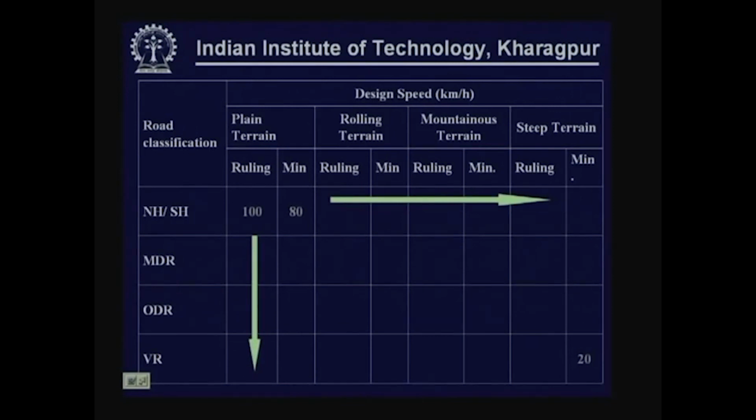There will be a reduction in the design speed as we move from national highway or state highway to major district road, shown as MDR, to further ODR, other district road, and to village road. So, one can expect a much lesser design speed for village road as compared to the design speed for national highways and state highways. Similarly, the speed will also depend on the type of terrain.